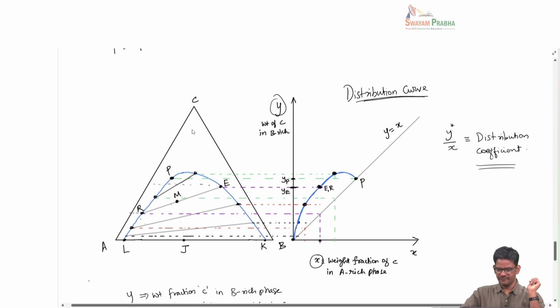One point I want to add further here is that it is not a single way that we can represent the compositions in a ternary diagram. We can also read the equilibrium values of the two phase mixture into something called a distribution curve relating y versus x, where y is the weight fraction of C in the B rich layer and x is the weight fraction of C in the A rich layer, in a similar way that we write equilibrium curves for absorption, distillation and so on.